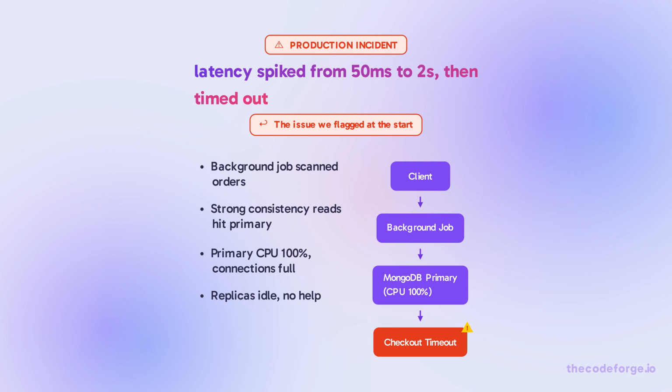This is the same issue we highlighted at the start. Here's exactly why that happened. A background job started scanning the entire orders collection with strongly consistent reads. Every read went to the primary, maxing out its CPU. Replicas were idle because reads never touched them. The checkout service timed out.